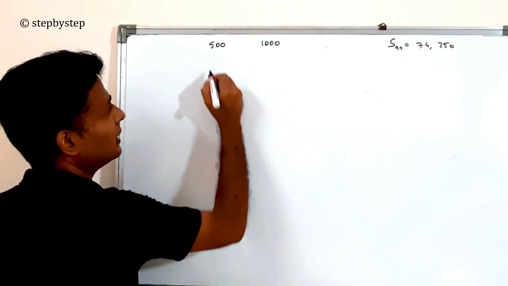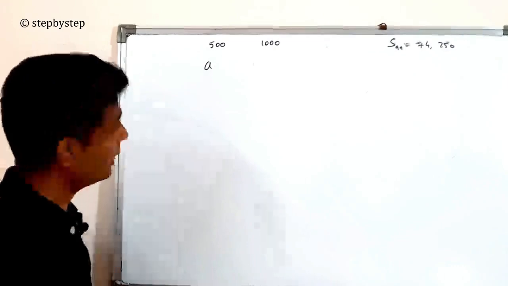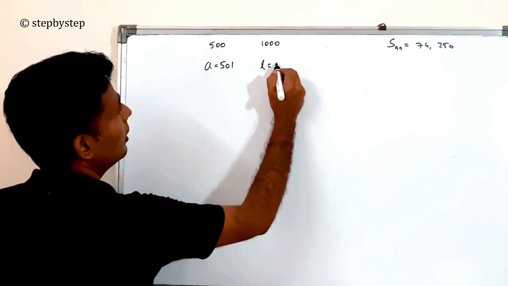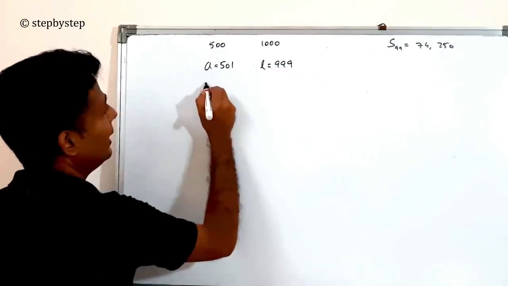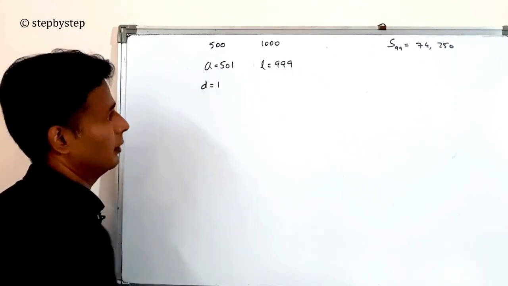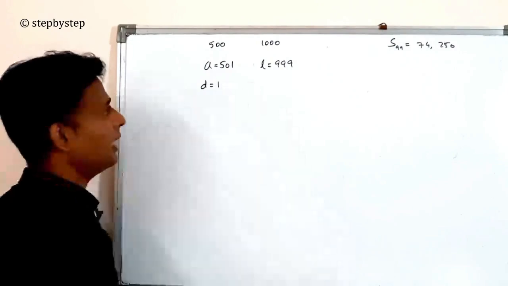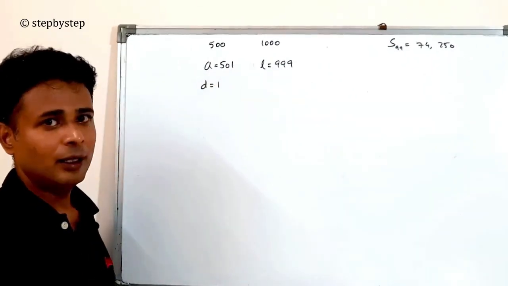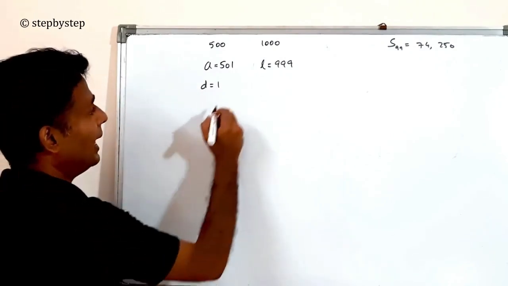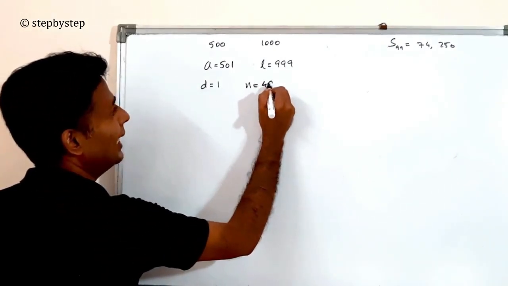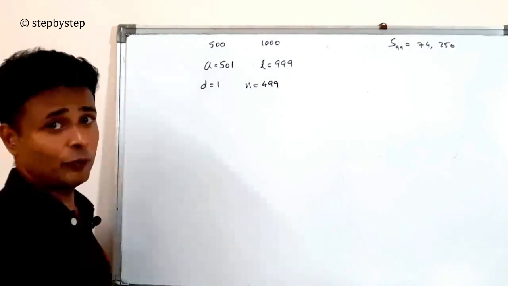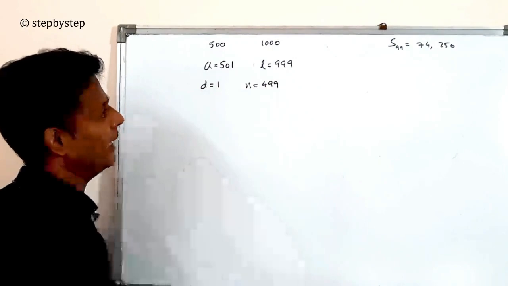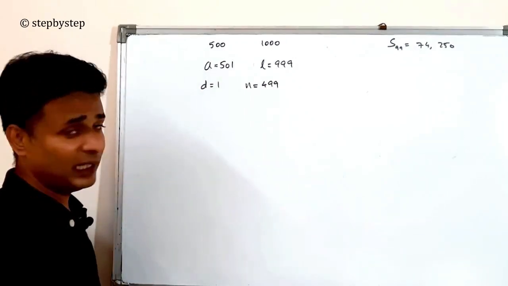Now the sum of all numbers, so A will be 501, L will be 999 and D will be 1. How do I find the last term? Okay, how many numbers from 501 to 999? It is 499 numbers. Be careful when you do this. So from 501 to 999 are 499 numbers.